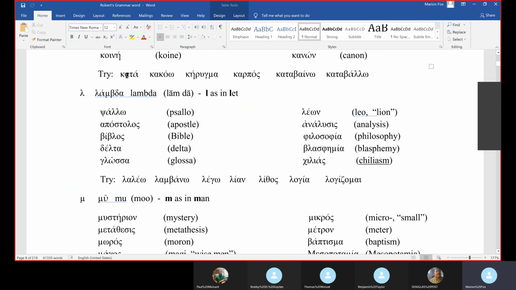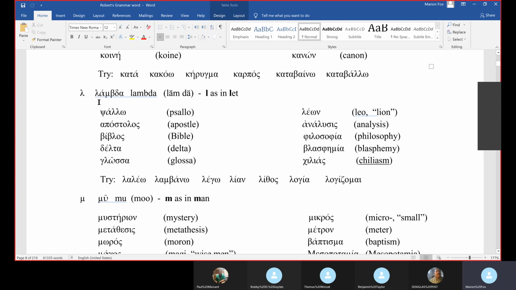Kata is a preposition found many times. Kako, I don't know that that's found very many times, but it's a Greek word. Kerugma, and so that would be preacher, or what is preached. Karpos. And katabaino. Baino is I go and kata is down, so I go down. Kataballo is I throw and kata is down, so I throw something down. Any questions so far?